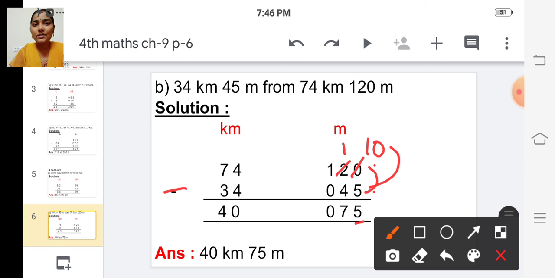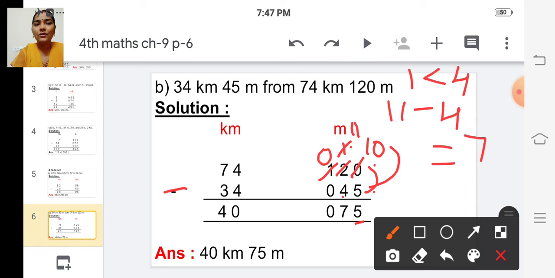Next one is 1 minus 4. It is also not possible, right? Because 1 is less than 4. So we have to borrow 110. This will become 0 and this will become 11. Now 11 minus 4 is 7, so write 7 in the answer.